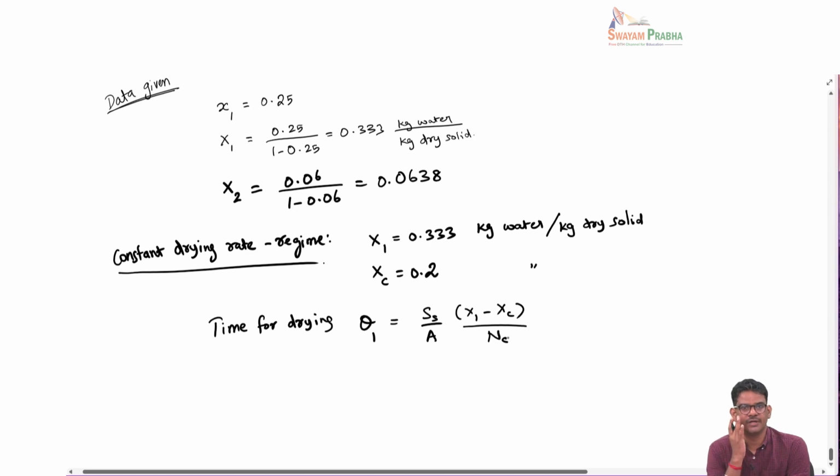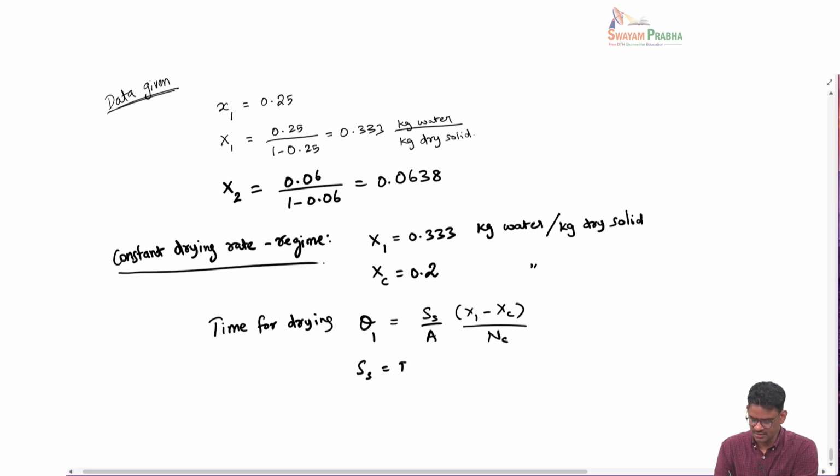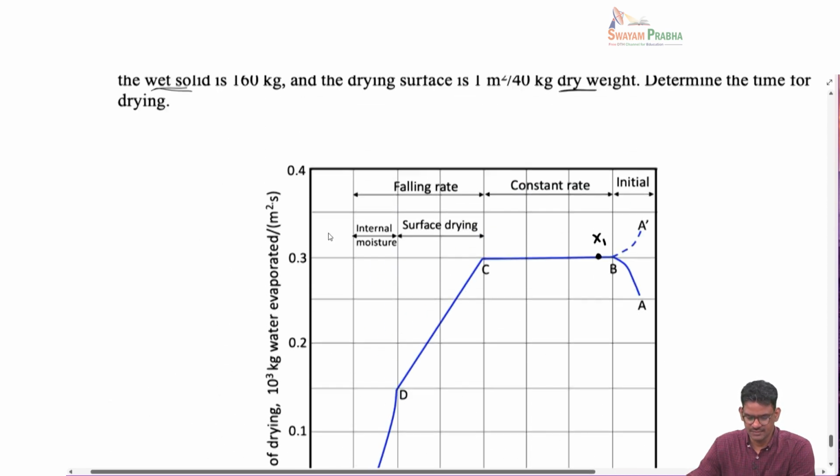So, this is the formula we can use for constant drying rate condition. Here we need to find the mass of the solid. This is the dry mass of the solid. Okay, so let us go back and see whether it is given.